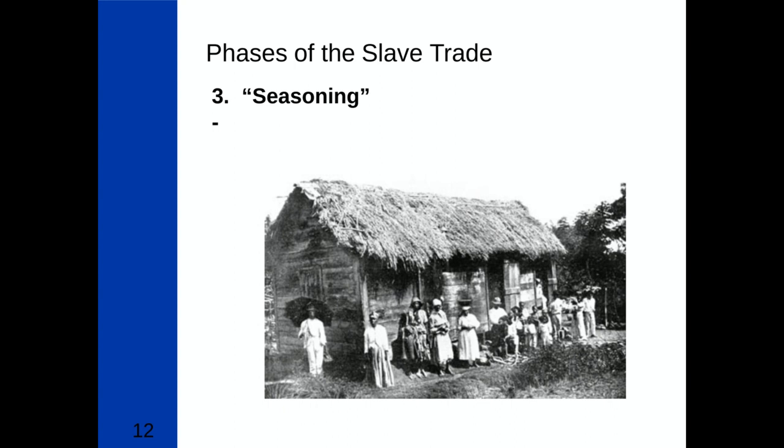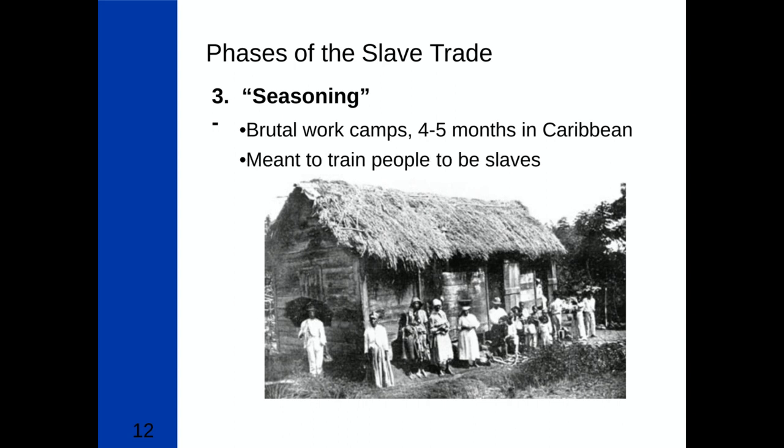And then one of the final phases was seasoning. Seasoning is where they would ship them to the Caribbean islands for about 4 to 5 months to learn how to become a slave, if you can imagine that. But these were brutal work camps in the Caribbean islands, often in sugarcane fields, chopping down sugarcane for the most part. Again, the whole purpose behind this seasoning phase of the slave trade was meant to train people to become slaves.